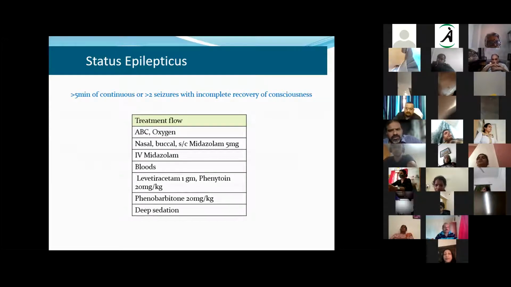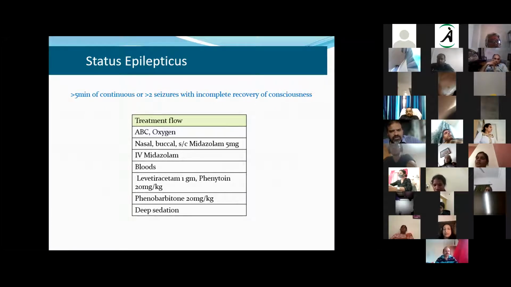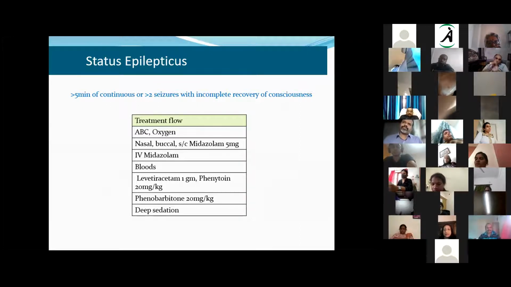Status epilepticus, like the patient who has more than 5 minutes of continuous seizure or more than 2 seizures with incomplete recovery of consciousness, you will designate such a patient as status epilepticus. The treatment is like any other medical emergency, in ABC: airway maintenance, breathing maintenance, and maintenance of the cardiac function, oxygen. To start with, you can give an injectable dose of midazolam depending upon the body weight. For an adult you can directly start with a 2 milligram IV dose.